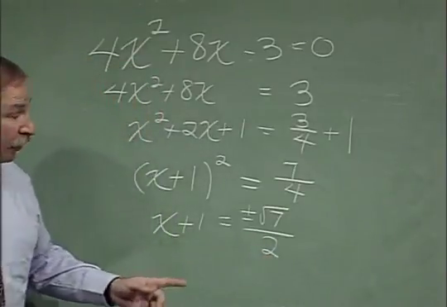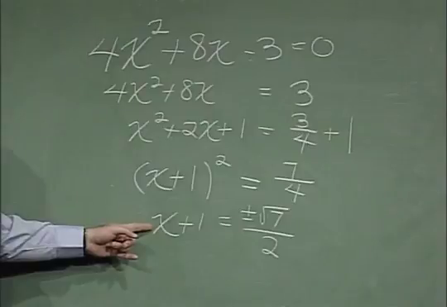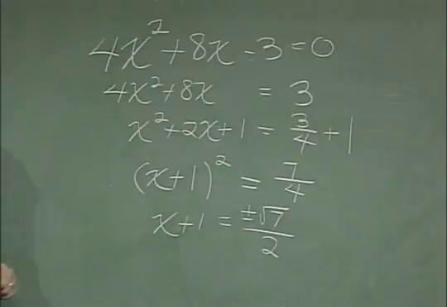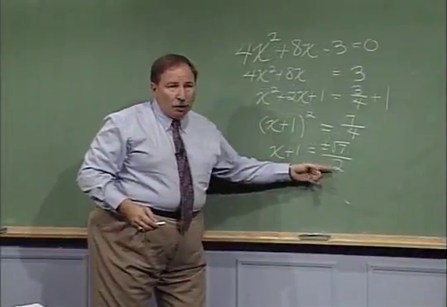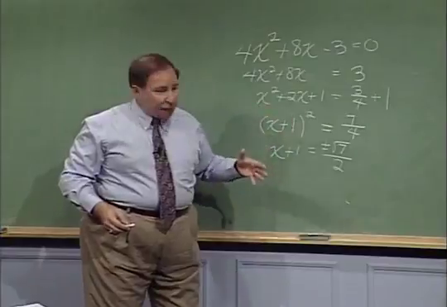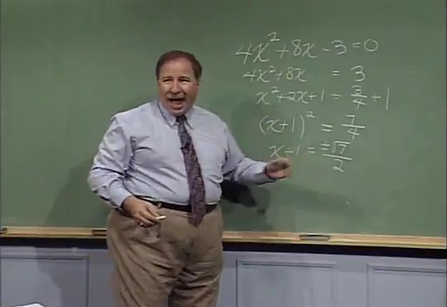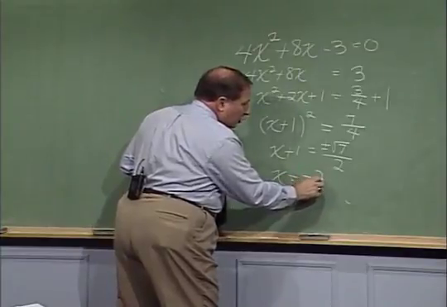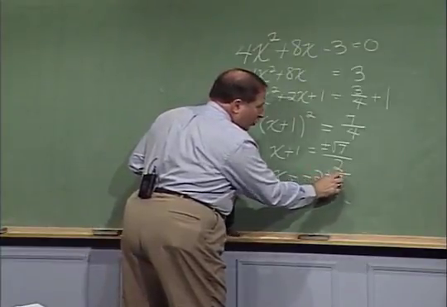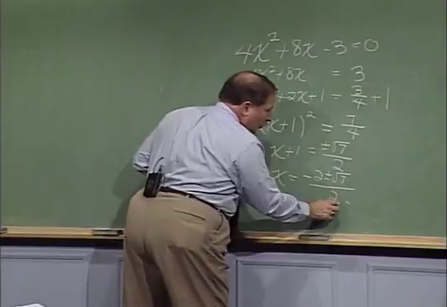I'm not done yet because I want my answer in terms of x equals. I need to get rid of the positive 1. I subtract 1 from both sides, noticing that I have a denominator of 2. 1 is equal to 2 halves, so I, in effect, subtract 2 halves from both sides, and I get x equals negative 2 plus or minus the square root of 7 over 2.